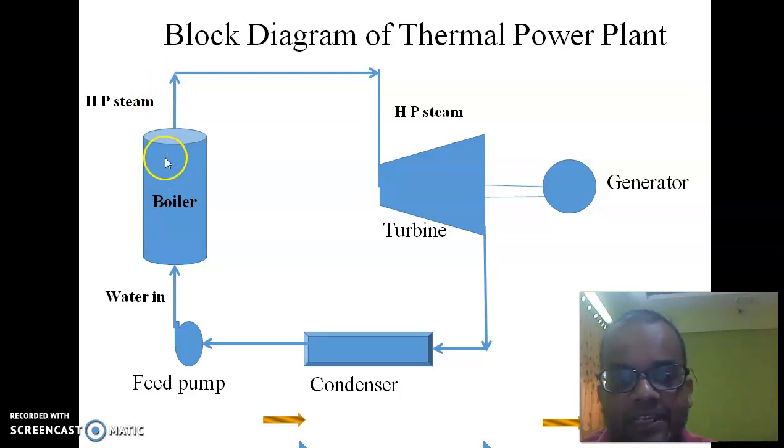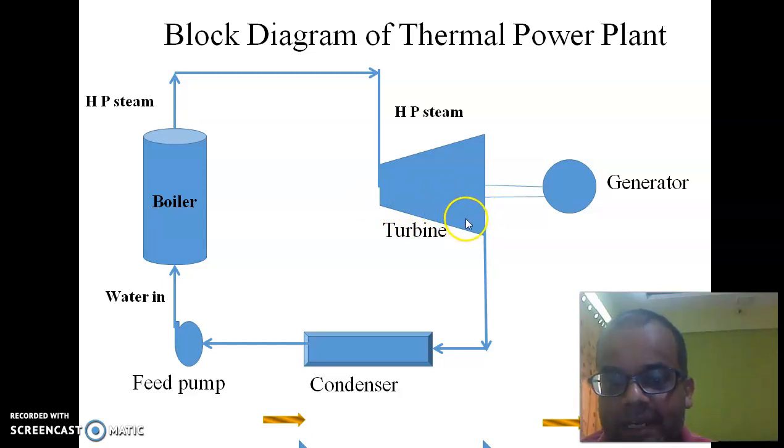When the boiler generates steam, that high pressure steam will be passed on to the turbine blades. So the turbine has blades. When that steam impacts the turbine blade, it starts to rotate, and the heat energy will be converted into mechanical energy by rotation.